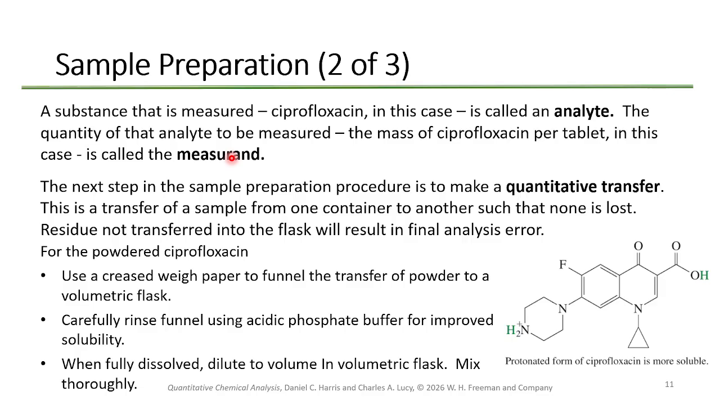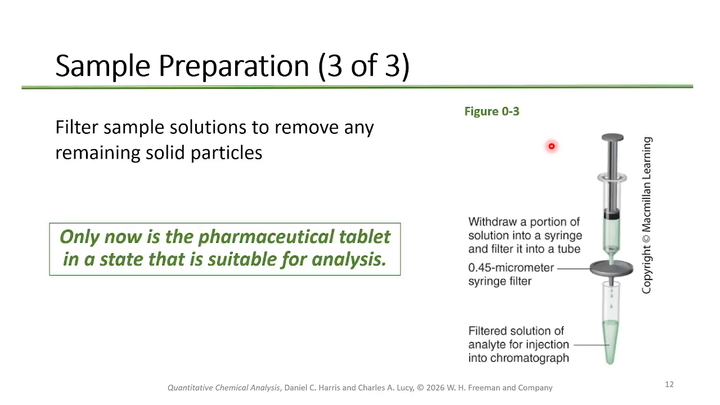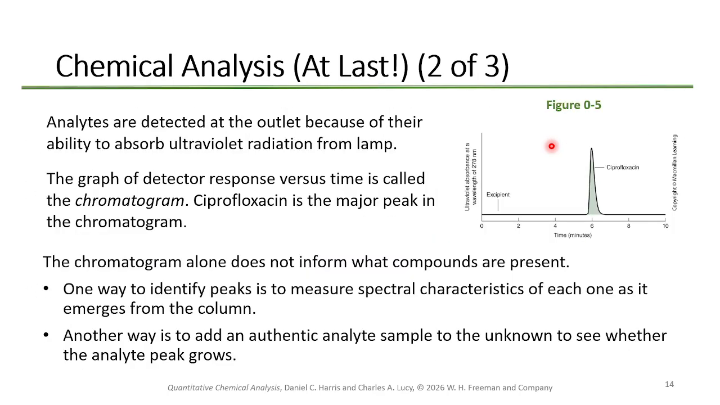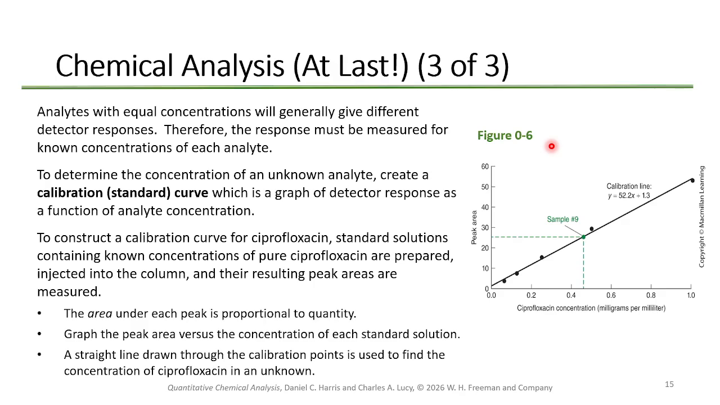Okay. So, substance that is measured, that's the analyte, right? The quantity of the analyte to be measured is going to be the measurand. So that's what you measure out of the overall substance that's to be measured. That's actually what you distribute. Okay? All right. This was what we left off on.